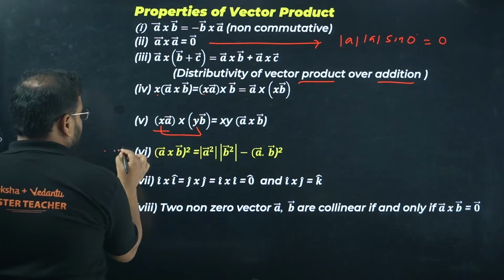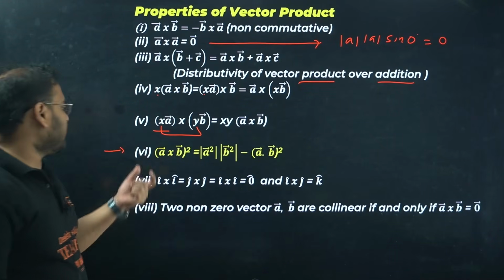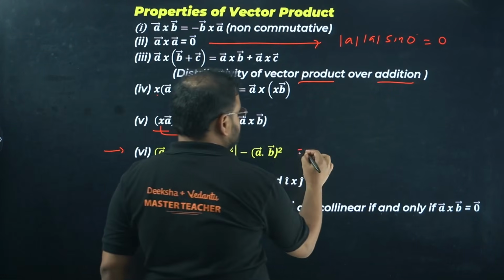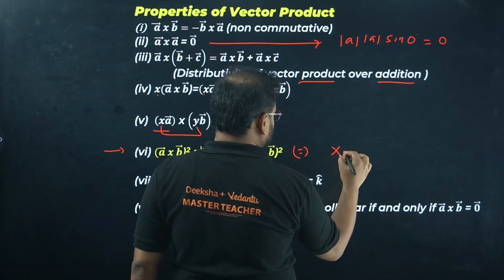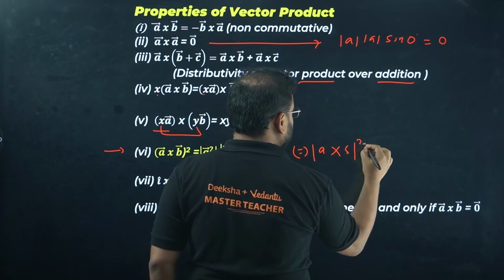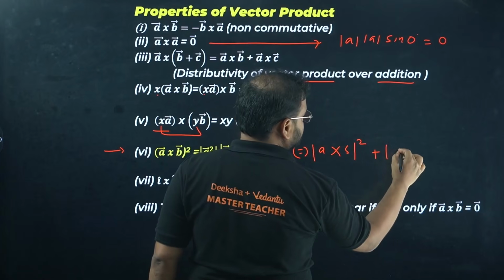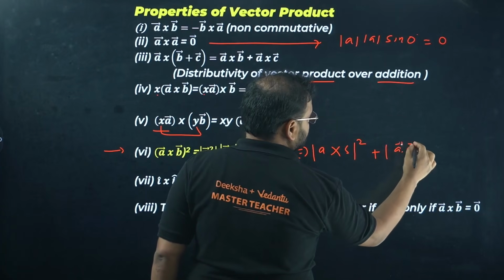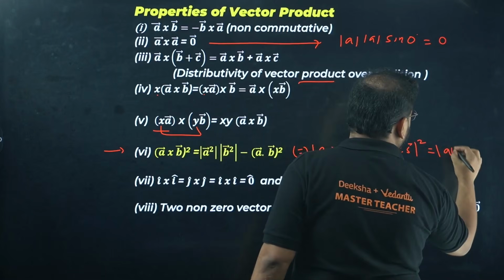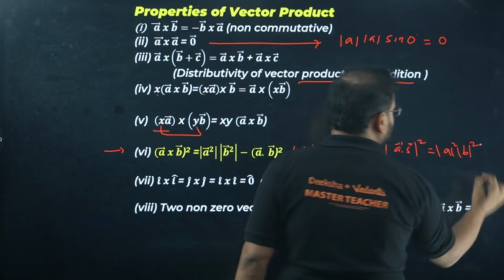This is an important result, very important. If you are taking the cross product of A and B, the whole square, and basically this result is like this: cross product of A and B the whole square plus dot product of A and B the whole square will be given by simply the square of the individual magnitudes.